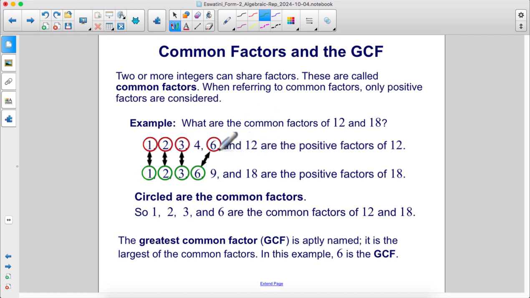Here are the factors of 12. Here are the factors of 18. So we have gone ahead and circled the common factors, the factors that appear in both lists. 1, 2, 3, and 6 are the common factors of 12 and 18. The greatest common factor, or GCF, is aptly named. It is the largest of the common factors. In this example, 6 is the greatest common factor.